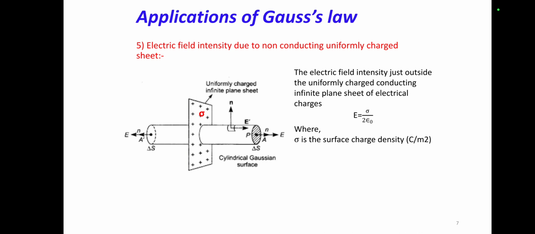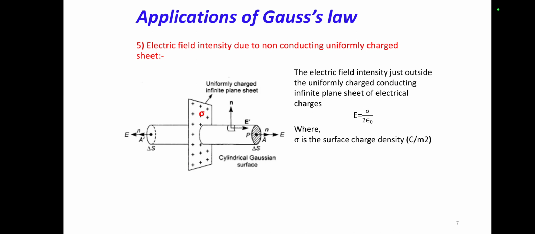Another application of Gauss law is the electric field intensity due to a non-conducting uniformly charged sheet. In this diagram there is a charge sheet, a uniformly charged infinite plane sheet. Delta S is nothing but the surface area mentioned here. A cylindrical Gaussian surface is also shown in this figure.